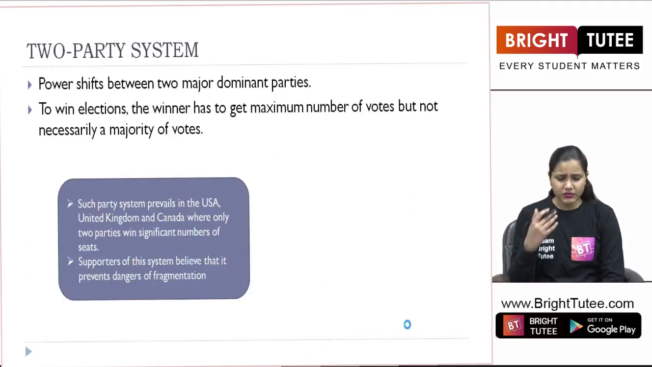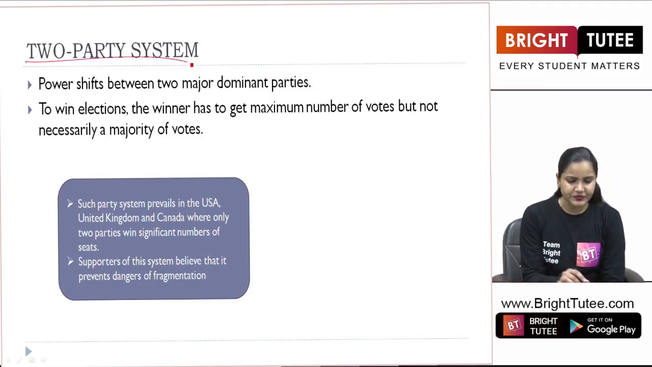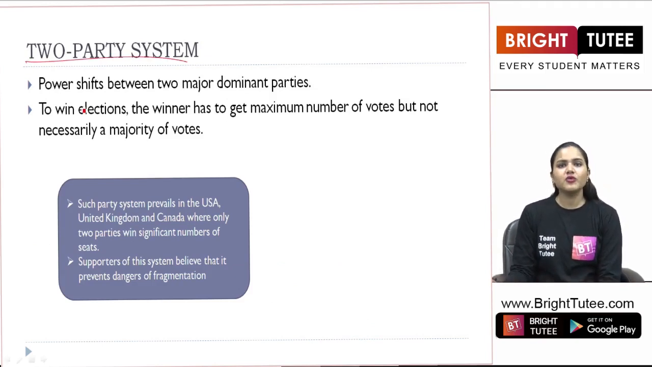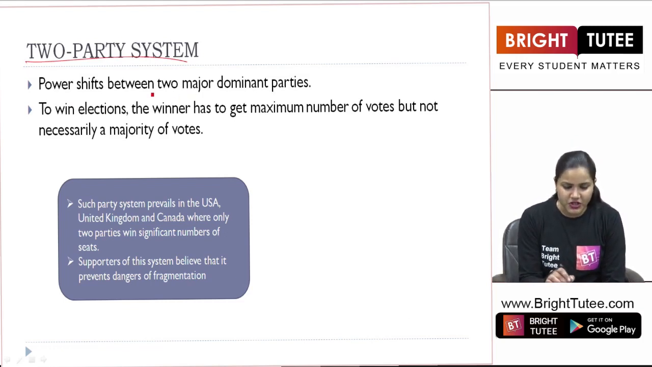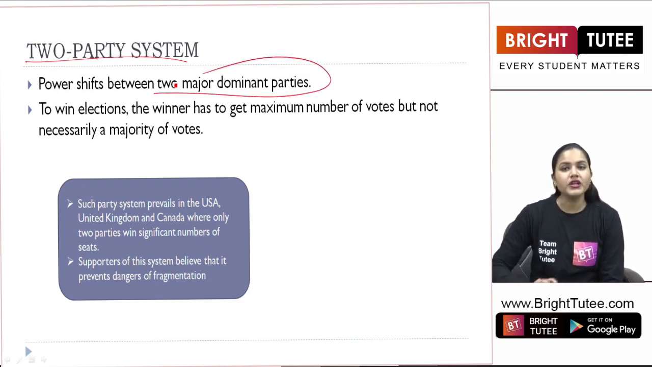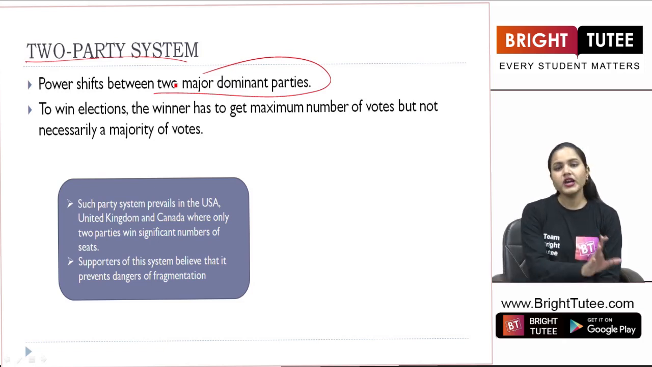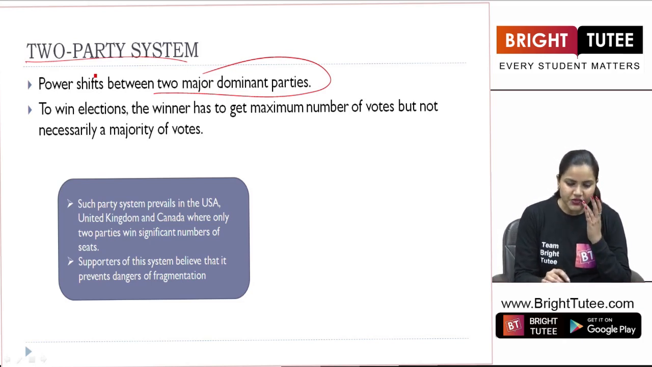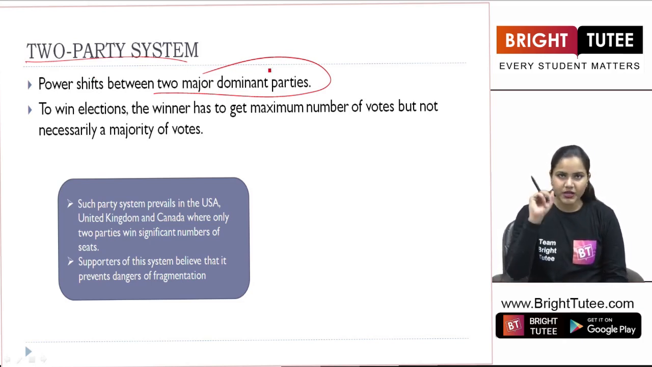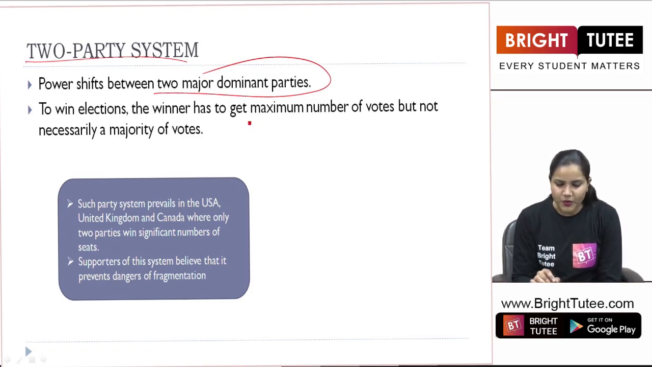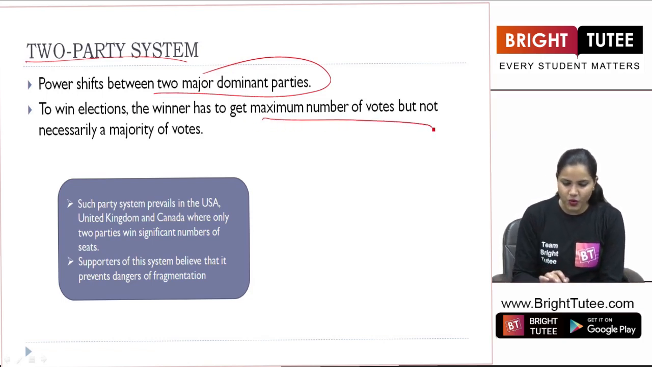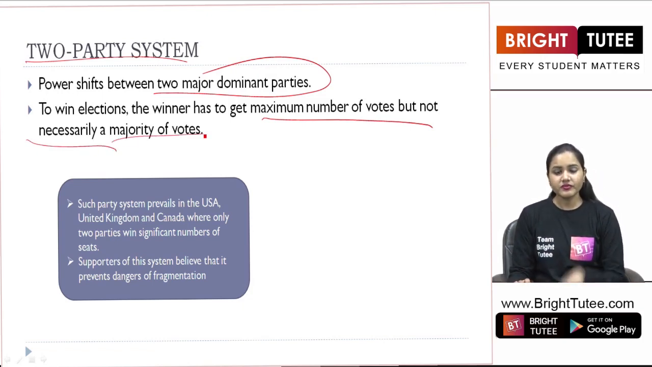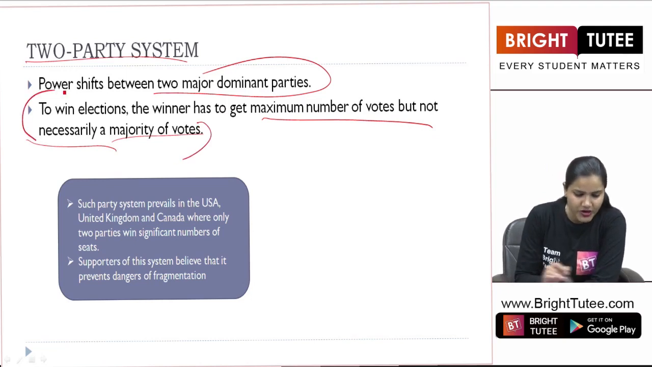Talking about the two-party system here. In a two-party system, what happens? The power shifts between two major dominant parties, right? When we talk about the multi-party system, India is the best example. Talking about the two-party system, the power is shifting between two major dominant parties. To win elections, the winner has to get the maximum number of votes, but not necessarily a majority of votes. Here, please note this important point.